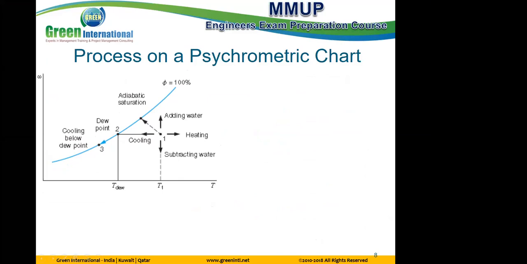Sensible cooling is just horizontal toward the left side. And we have another option, sensible heating, totally to the right, also horizontal. Another 2 are dehumidification and humidification. Humidification is for adding water, and the other one is for subtracting water. Both are vertical, up and down, and both refer to latent heat.